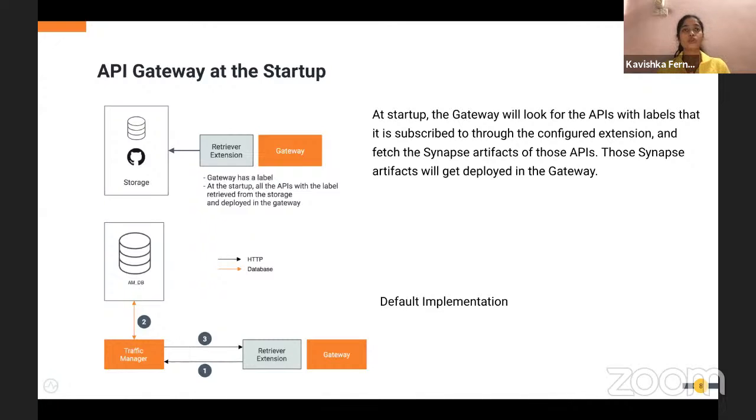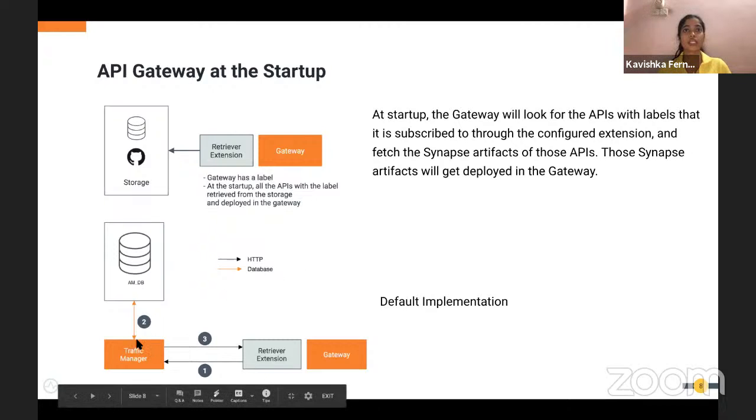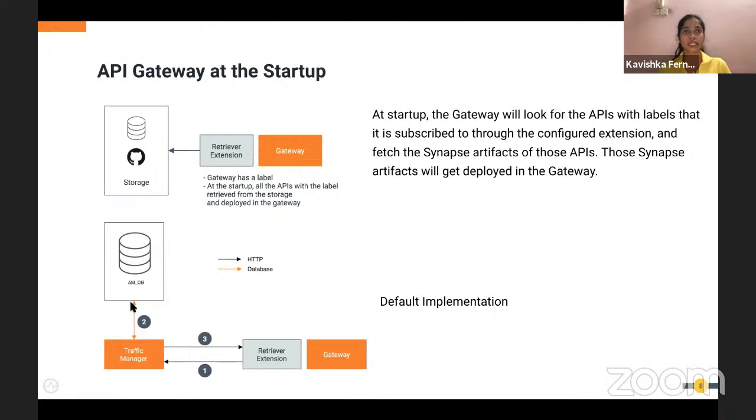In our default implementation with the database, we have used the traffic manager internal APIs to retrieve the artifacts from the database. Gateways are subscribed to the traffic manager. There is an extension in the gateway to get the Synapse artifacts and deploy them in memory. Gateways can subscribe to multiple labels as well.